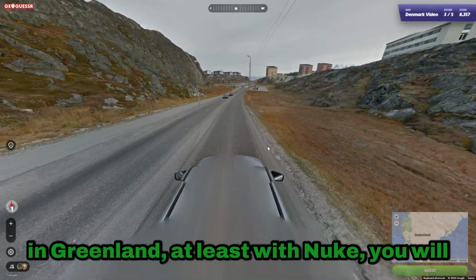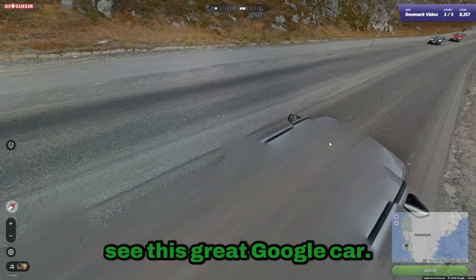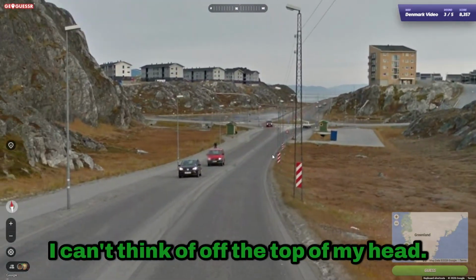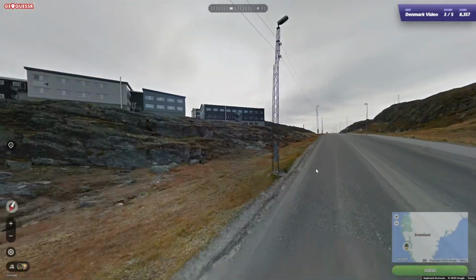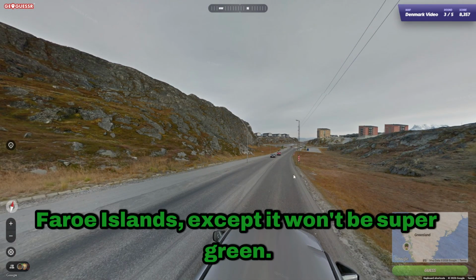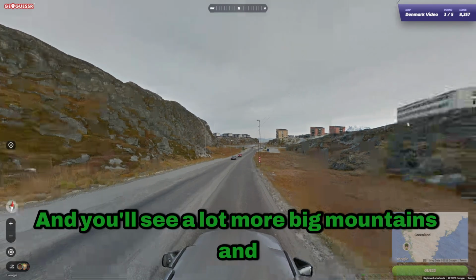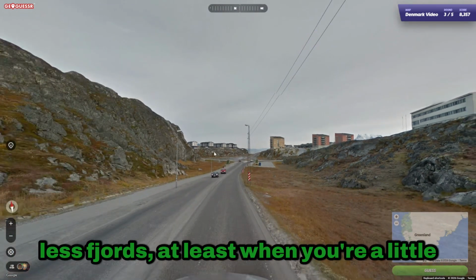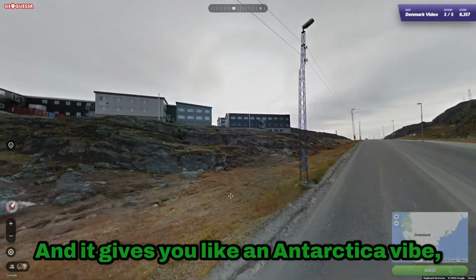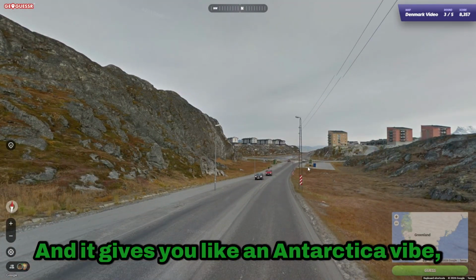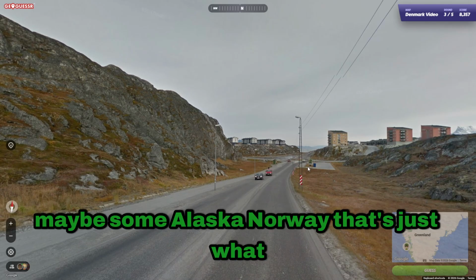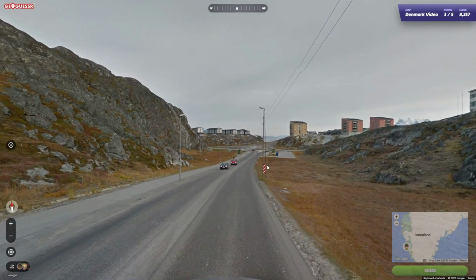So in Greenland, at least with Nuuk, you will see this grey Google car. There might be some other places where you get this, I can't think of off the top of my head, but this will look very cold. It'll look pretty much like Iceland or the Faroe Islands, except it won't be super green. And you'll see a lot more big mountains and fewer fjords, at least when you're a little bit more inland. And it gives you like an Antarctica vibe, like a Northern Canada vibe, maybe some Alaska, Norway. That's just what it gives.